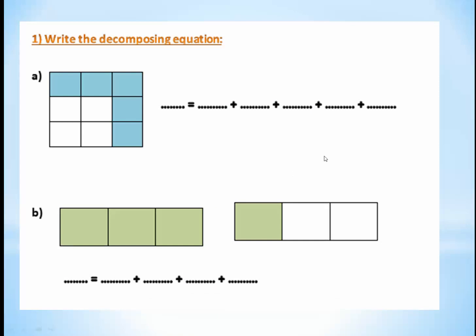Here, write the decomposing equation. Okay, we have here, yes, how many equal parts? We have 9 parts, so it will be 1/9, 1/9, 1/9, 1/9, 1/9. It will be, yes, 1, 2, 3, 4, 5, 9. Okay, here we have, yes, we have 6 equal parts. Okay, and here 1/6 plus 1/6 plus 1/6 plus 1/6 equal, yes, 4 sixths.